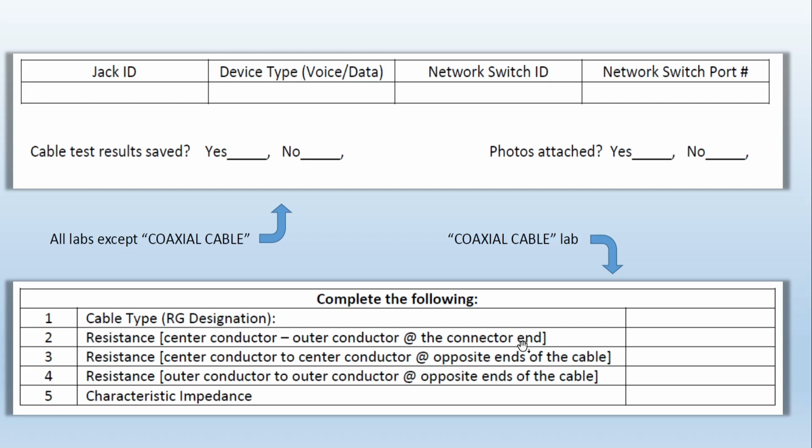Resistance center conductor to outer conductor, at the connector end, for example. Resistance center conductor to center conductor at opposite ends. Resistance of outer conductor to the outer conductor at opposite ends of the cable. And here's the thing, we're going to spend some time on that. There's going to be a whole lesson on that. What is the characteristic impedance of the cable that we used? It is important to know that.